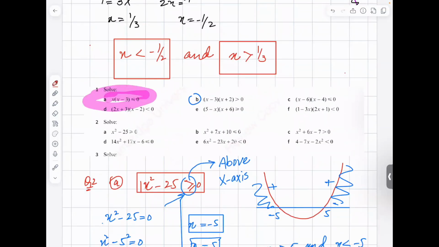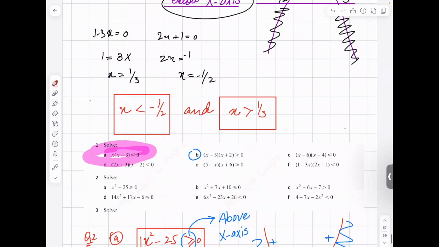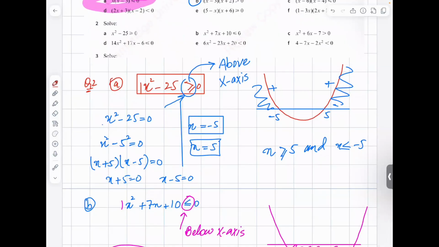Now, yeah, that's how we solve given inequalities. And if you want to do any other question, let me know. Which part should we try? Let's try part F. Give it a try.